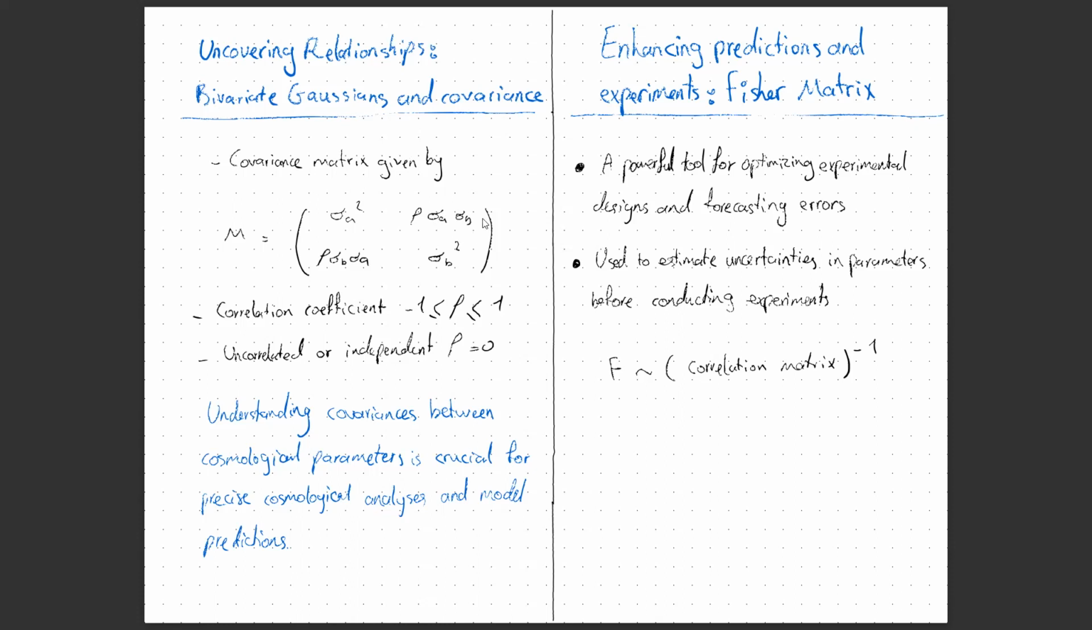Another useful tool is the Fisher matrix for optimizing the experimental design and forecasting errors. We can use it to have an estimate of the uncertainties before conducting the experiment, and it's basically the inverse of the covariance matrix. And with this, I conclude my presentation.